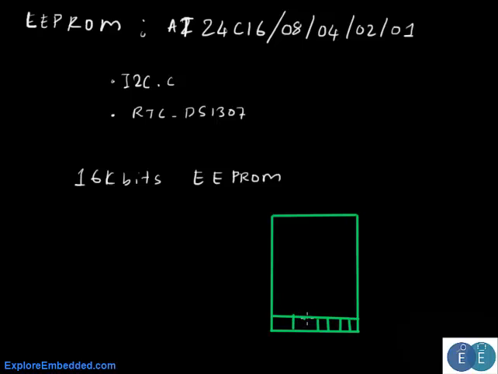Alright, so since there are a total of 16 kilobits, which is 16 into 1024 bits, and these are arranged as 8 bits per location, the number of locations we have will be 2 into 1024, which is 2048. So if I start from 0, the last location would be 2047 in decimal. Now this is important, and we'll discuss what the differences are in these memories. Now let us go ahead and see that.